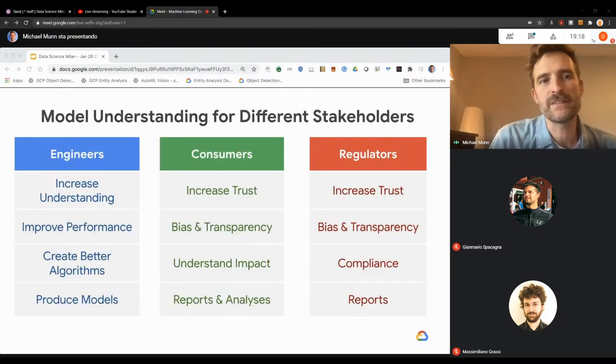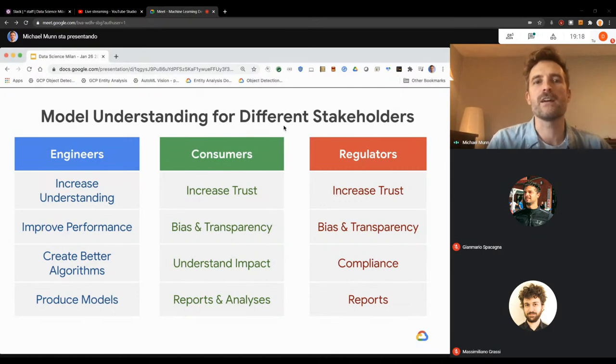This is meant to say that the idea of model understanding looks different for different stakeholders. My role, I'm primarily an ML engineer, and we do a lot of building models. For me, I find the explainability techniques and being able to explain predictions necessary for increasing the understanding of how your model is performing. When you understand why your model is making certain predictions, ideally you're focused on why it's making incorrect predictions. You can then improve the performance of your model and build better algorithms.